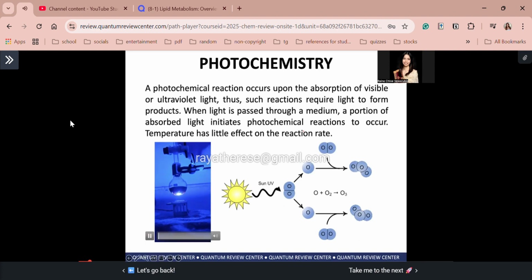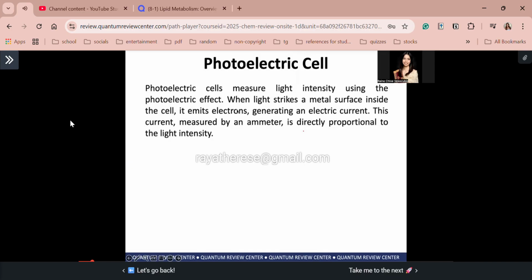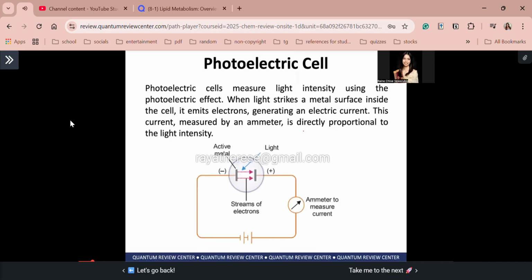For example, guys, here on the left, we have a typical photochemical reaction. Other examples of photochemical reactions include photosynthesis, formation of the ozone layer, so here, guys, this is the reaction for the formation of the ozone layer, skin cancer due to ultraviolet rays, and the formation of photochemical smog.